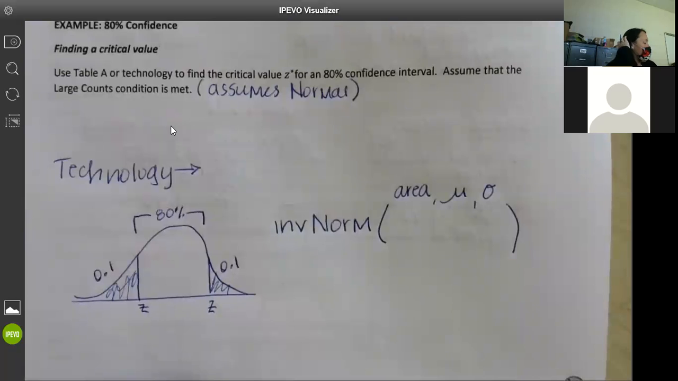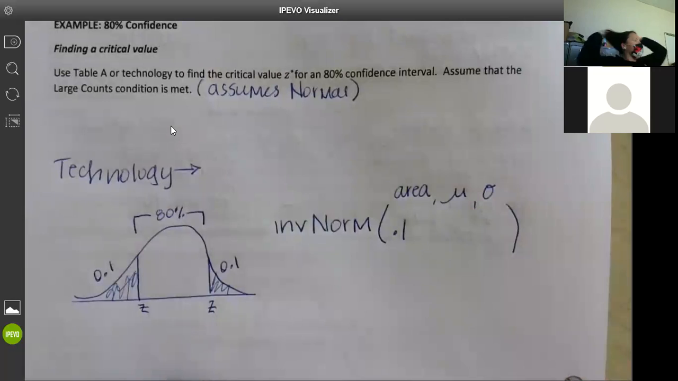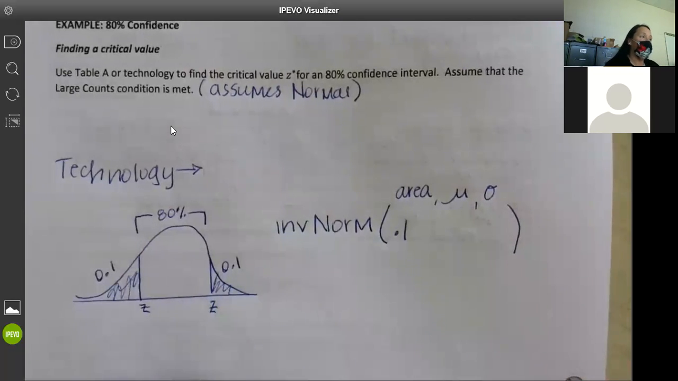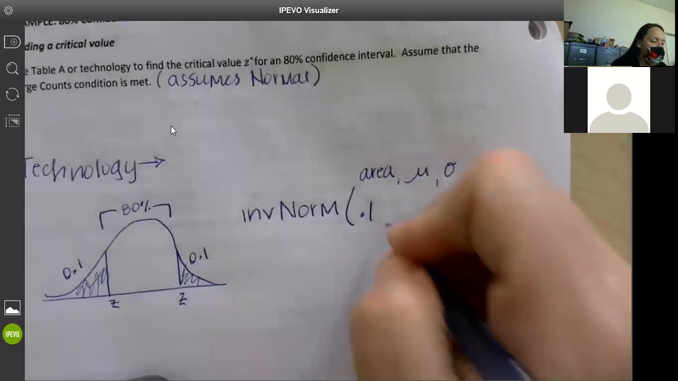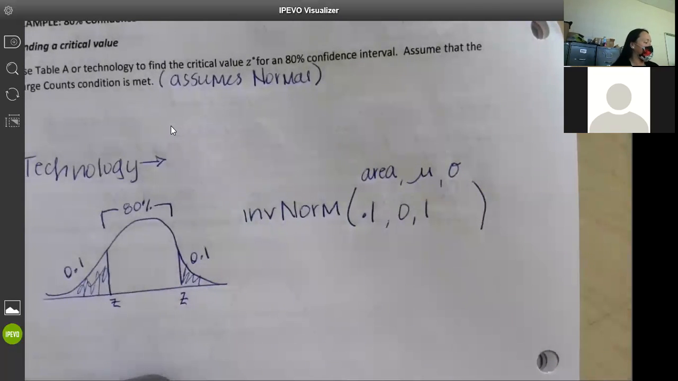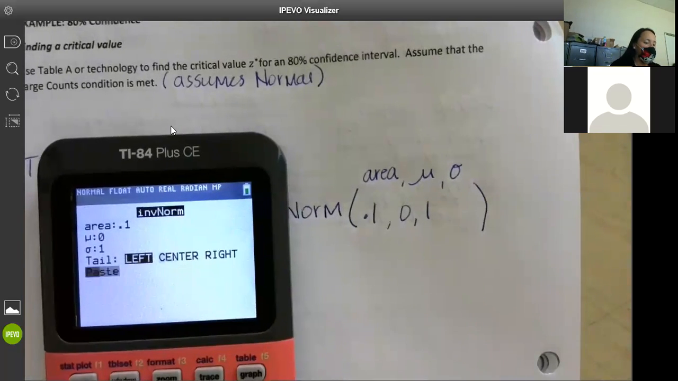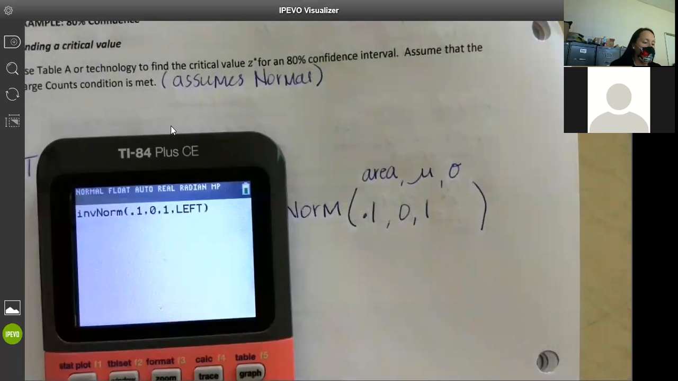Okay, so what's our area going to be? 0.1. Don't forget that. And then since this is normal and we have z's, what's our mean and our standard deviation? 0 and 1, because we standardize it, we're using the standard normal curve. So area 0.1, don't care about left, right, center. It's not important. And what do we get?